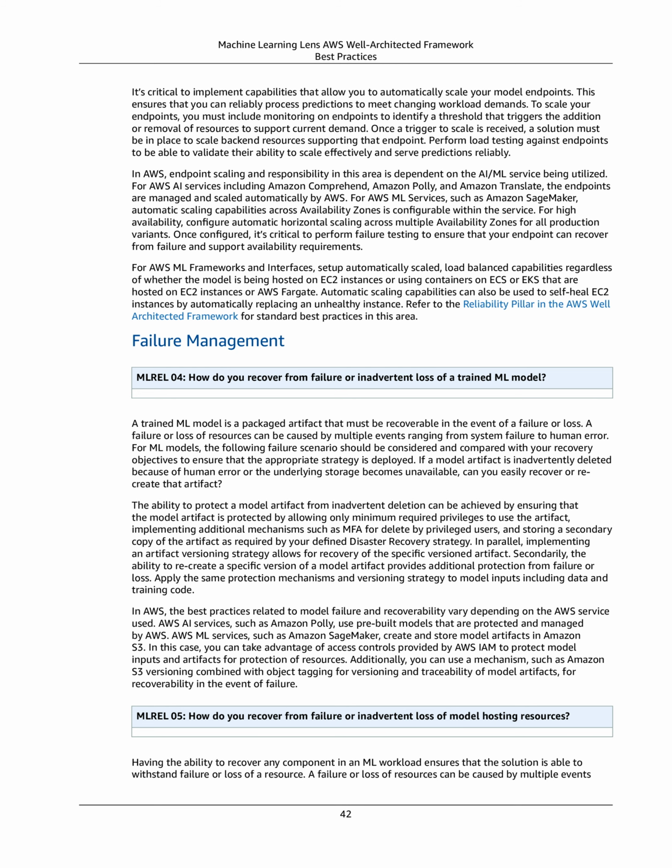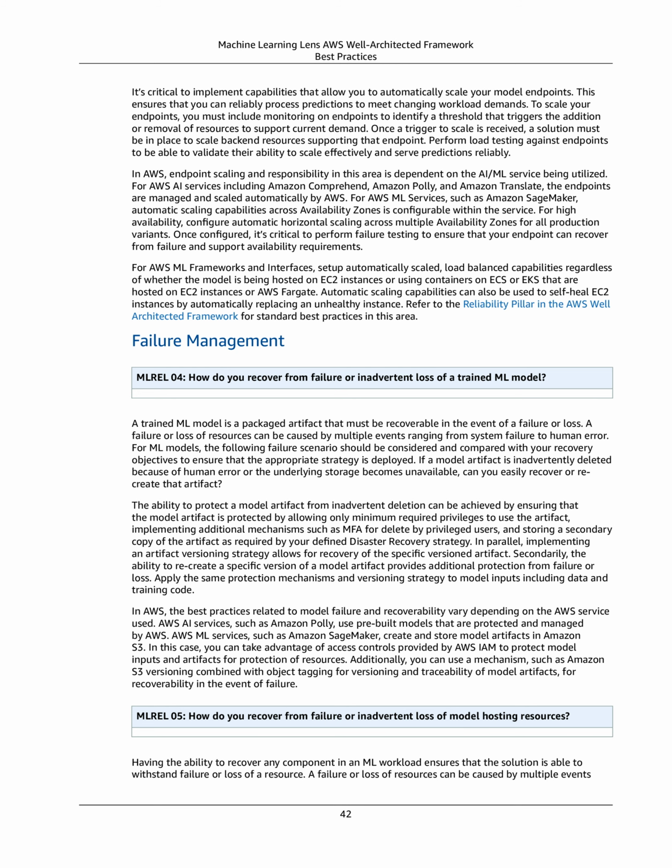In parallel, implementing an artifact versioning strategy allows for recovery of the specific versioned artifact. Secondarily, the ability to recreate a specific version of a model artifact provides additional protection from failure or loss. Apply the same protection mechanisms and versioning strategy to model inputs including data and training code. In AWS, the best practices related to model failure and recoverability vary depending on the AWS service used.